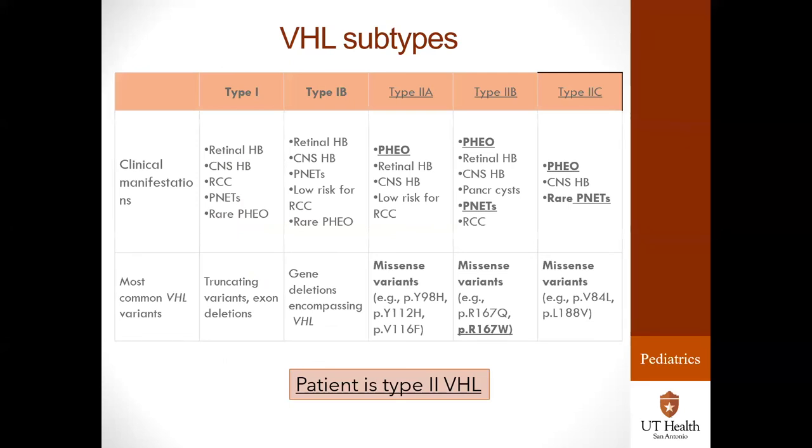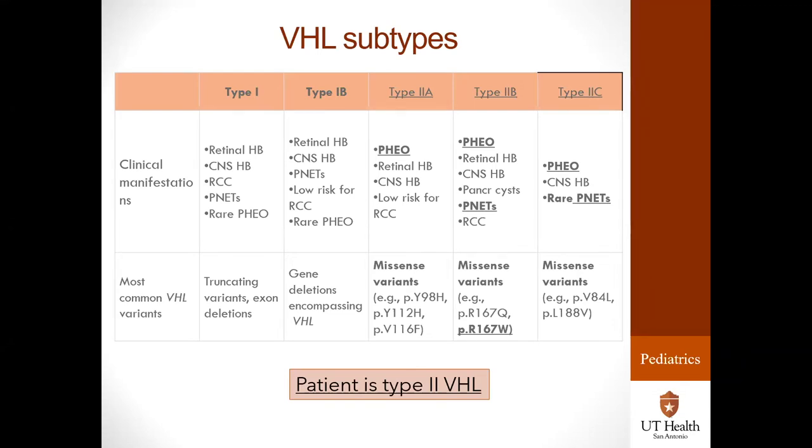There are multiple classifications of the disease, and these are based on the distribution of the most important manifestations of the disease. As you can see here, type 1 has higher incidence of retinal and central nervous system hemangioblastomas and renal cell carcinomas, but pheochromocytomas are rare. And the mutations that are associated with the disease usually are the truncating type, in which the entire VHL gene is deleted or some exons of the gene are deleted.